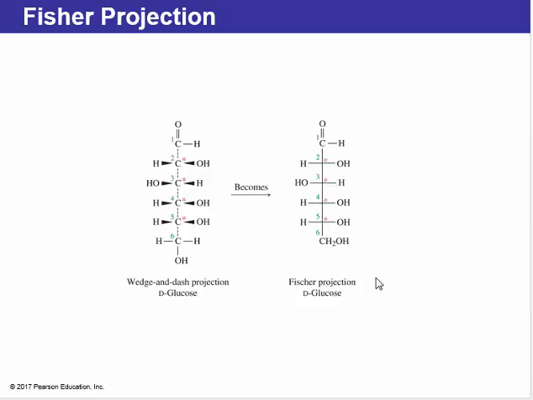So in a Fischer projection, the chiral carbons are intersections, the horizontal lines are the wedges coming towards us, and the vertical lines are the dashes going behind us. So the 3-dimensional nature of the molecule, as well as the chirality of the carbons in the molecule, are clearly indicated in the Fischer projection.